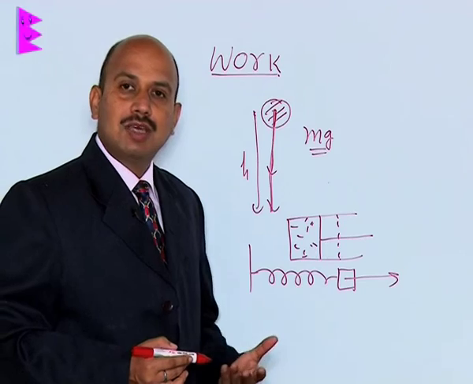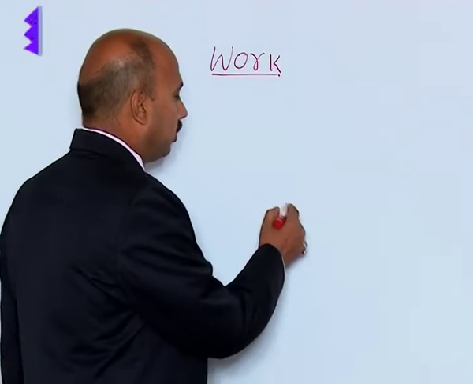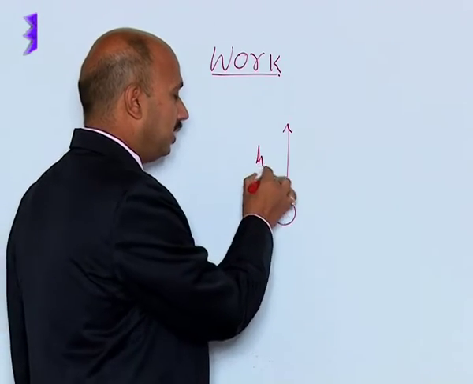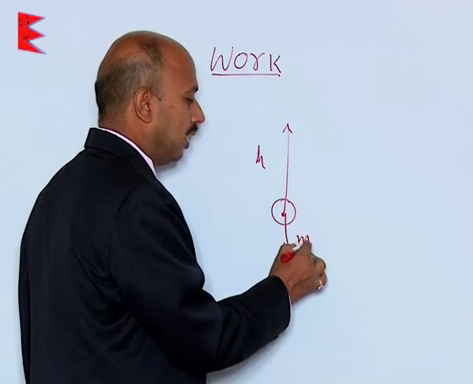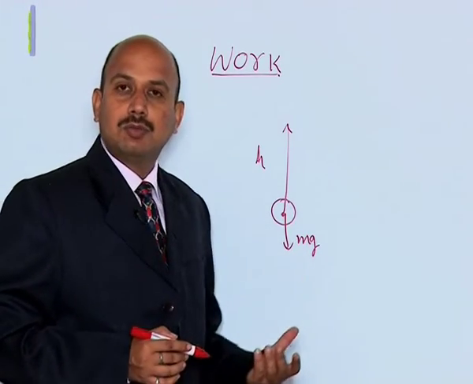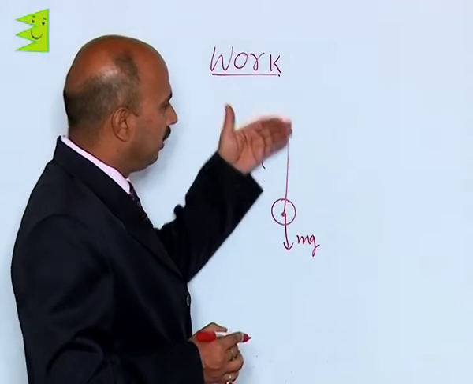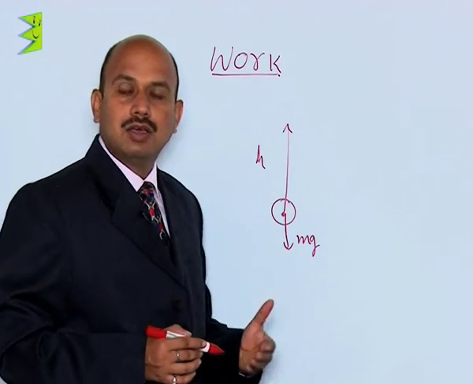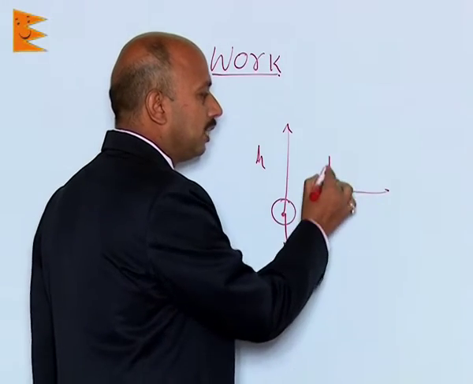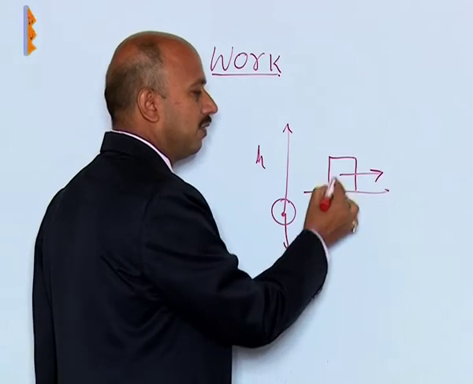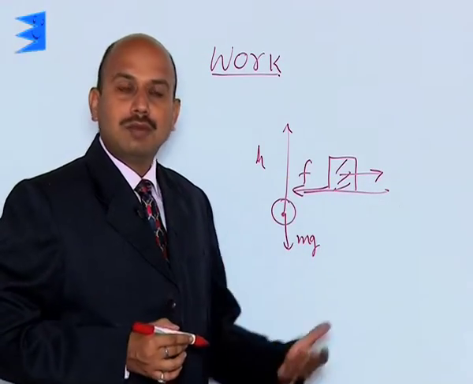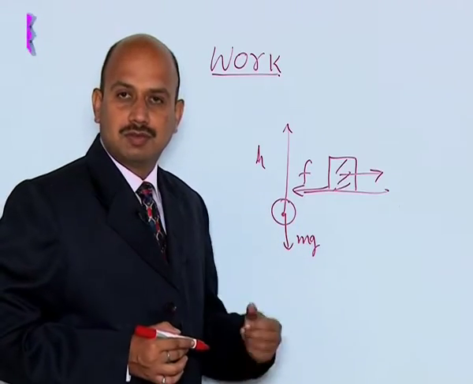Now, we will take the example of the negative work done. Suppose a body is being lifted upside, height is h and gravitational force is acting downside, mg. Then the work done by the gravitational force, or the gravity of the earth, is negative, because the displacement is upside and gravity is acting downside. So, this work done is negative. Similarly, if any object is moving to this side on a rough surface, then the frictional force is acting to this side. So, the work done by the frictional force is negative.